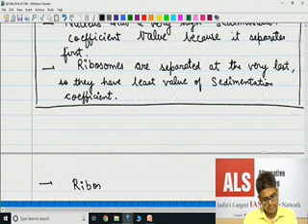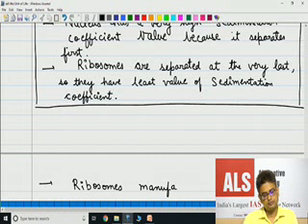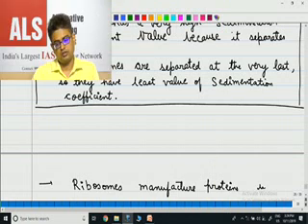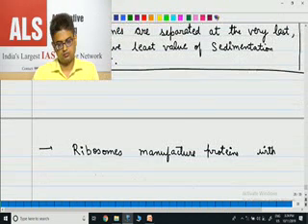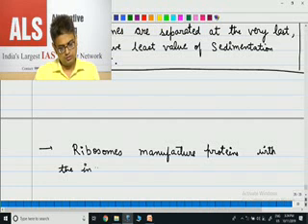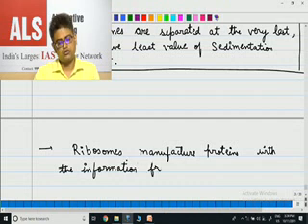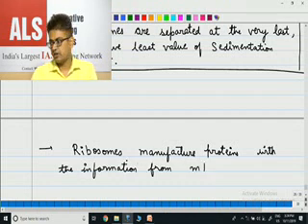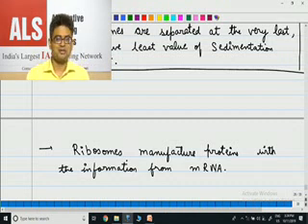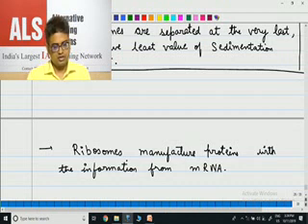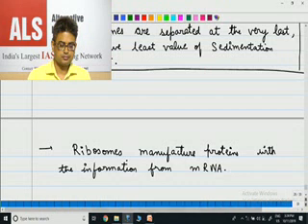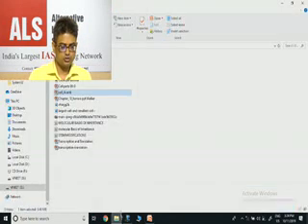Ribosomes manufacture proteins with the help of information from messenger RNA. Yeah, I understand it's time. I am just leaving you. Okay, I understand. So, in the class 12 syllabus, when I am going to cover it, I am going to show you these things.